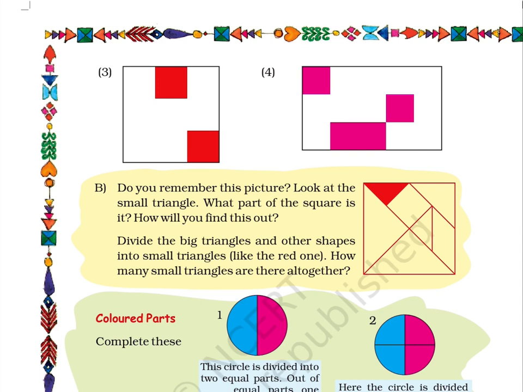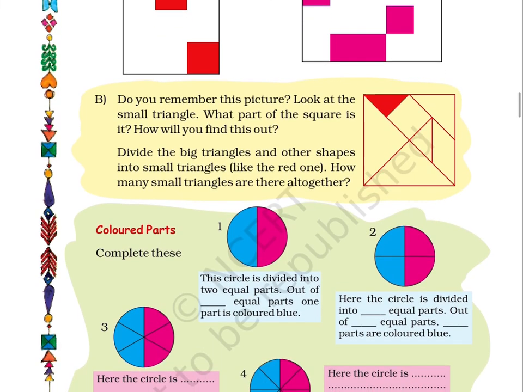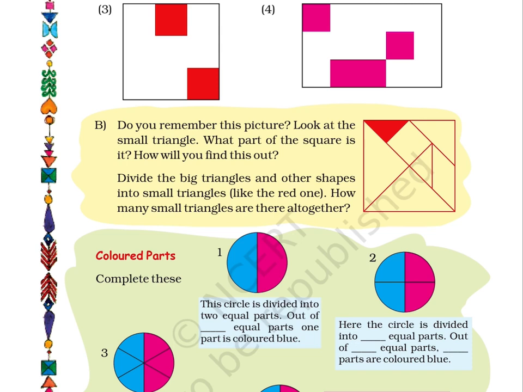On the top we see a red triangle made by these lines. The lines are also creating a number of other shapes within this big square. Do you remember this picture? Look at the small triangle. What part of the square is it? How will you find this out? Divide the big triangles and other shapes into small triangles, like the red one. How many small triangles are there altogether?